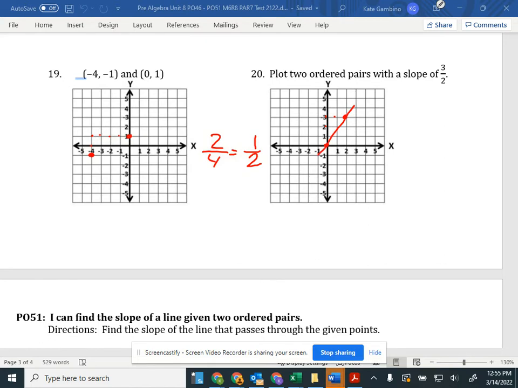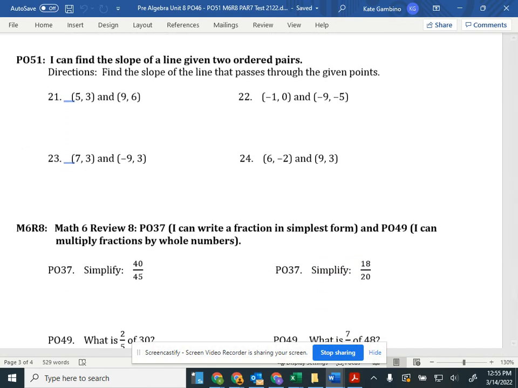Did you have to do it that way? No. I had a lot of different slopes of 3/2. Doesn't have to look just like mine. It just had to be 2 ordered pairs with a slope of 3/2. Any questions on the slopes? I think that one was a fairly good one for most of us.